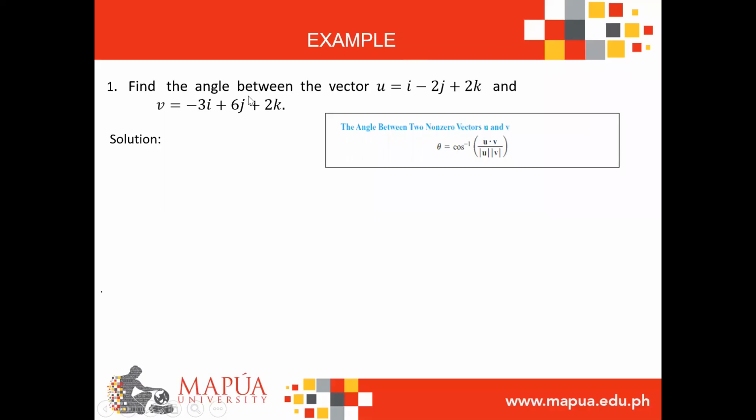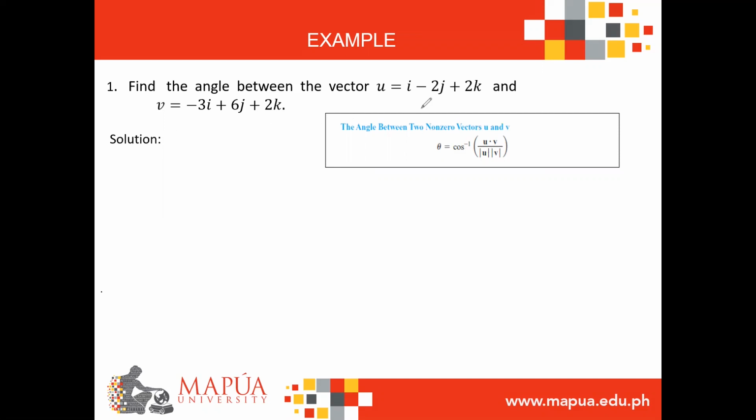Let us work on this example. It says here, find the angle between the vector u equals i minus 2j plus 2k and vector v equals negative 3i plus 6j plus 2k. So I have here the formula for the angle between two non-zero vectors u and v. And this is theta equals inverse cosine of u dot v over the product of the magnitudes of your two vectors u and v.